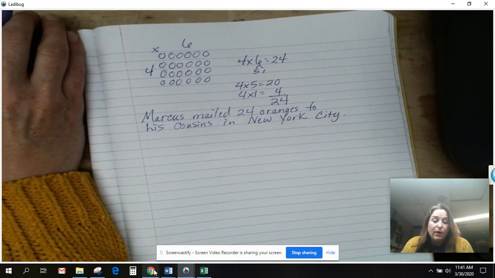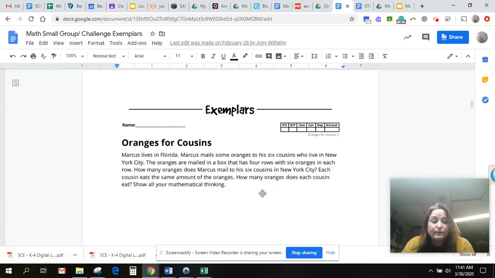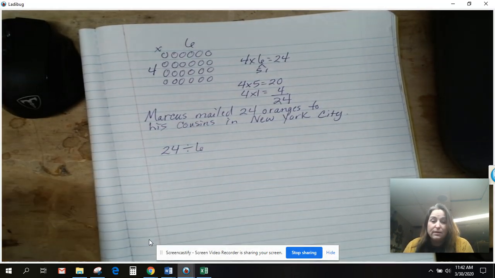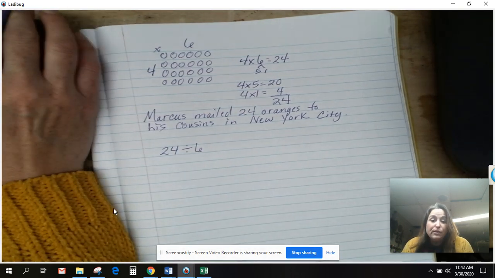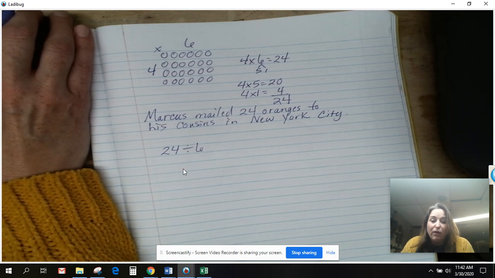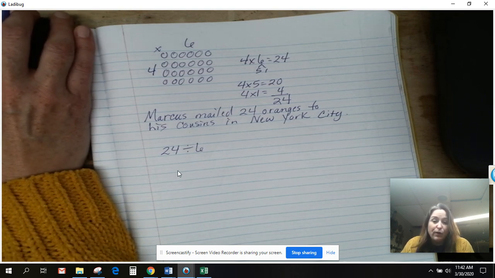Now, going back, let's see what our next part of our problem is. Each cousin eats the same amount of the oranges. How many oranges does each cousin eat? Well, we have to go back and think, how many cousins are there? Well, there's 6 cousins. So then I know I have 24 oranges. And we should be thinking that, well, 24, we're going to have to equally share with the 6 cousins. So then we can say that 24 divided by 6. So we could go into a partial quotient situation here, but I know you really probably don't need to do that. Y'all are pretty good with your multiplication facts. Y'all have done a great job with those.